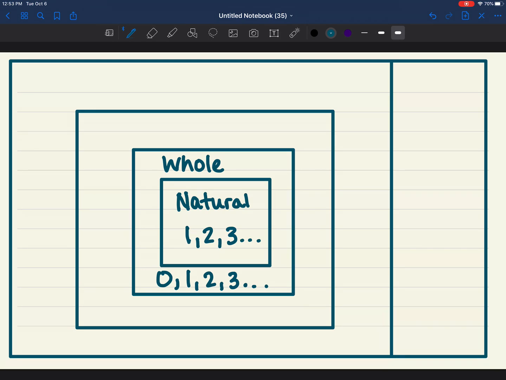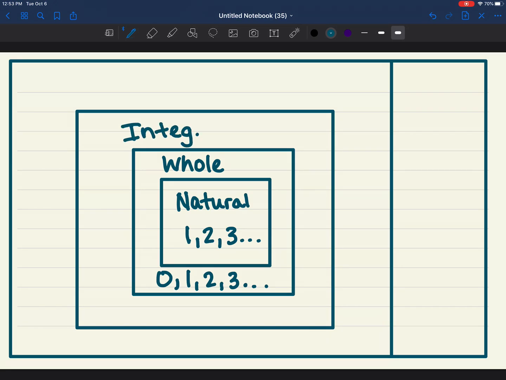Remember those 3 dots at the end mean that it keeps going. This does not mean it's only the numbers 1, 2, and 3. Is 15 a whole number? Yes. Is 1,000? Yes, 1,000 is both whole and natural, so that falls under both categories.